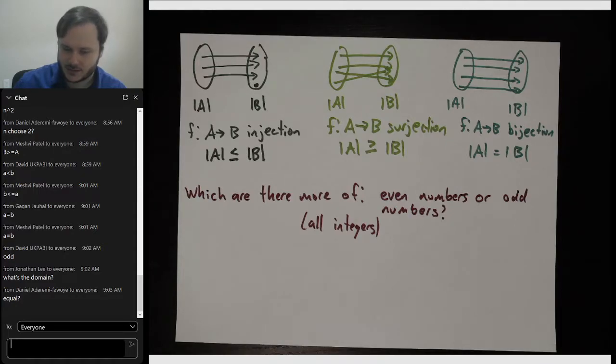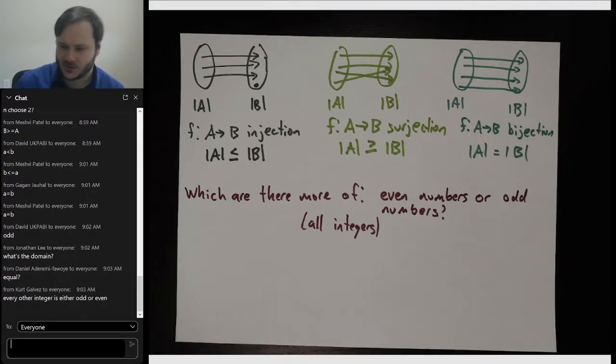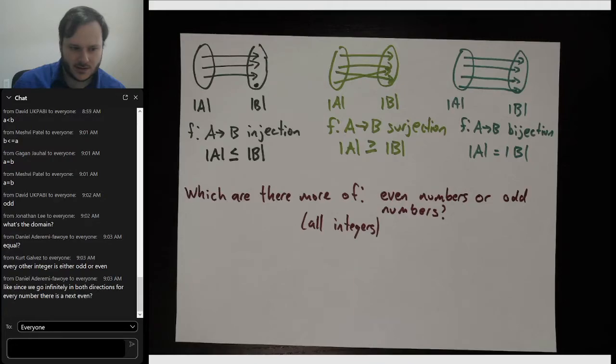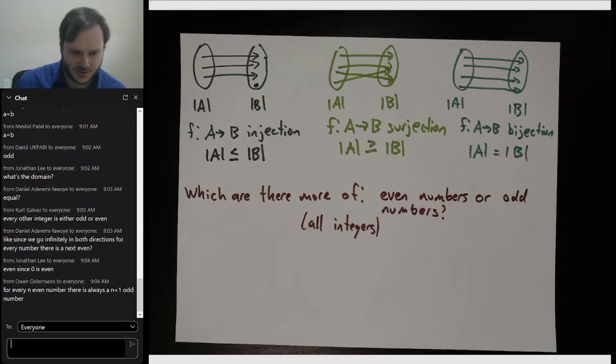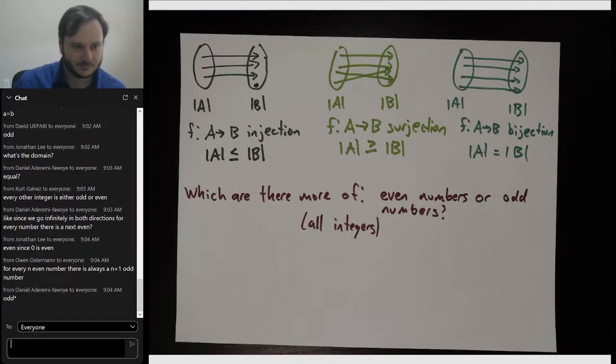Equal. All right. Why equal? Why does it seem like equal is a reasonable answer? I like the answer equal. Equal makes sense to me. Why? Why does equal feel good? For every number, there's a next even number. Every other integer is either odd or even.